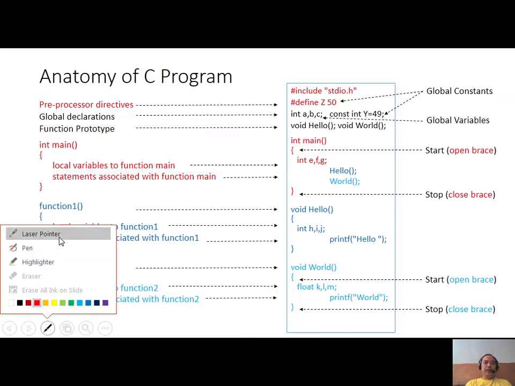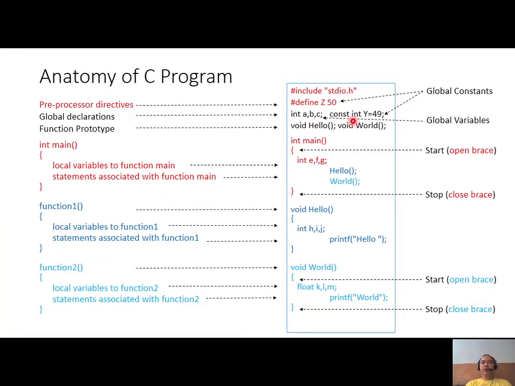In the anatomy of a C program, the upper part of our program are the preprocessor directives, particularly the define directive that defines a global constant. In this example, z is equal to 50. Another example of global declarations are the global variables, as well as another example, a global constant declared as const int y is equal to 49.